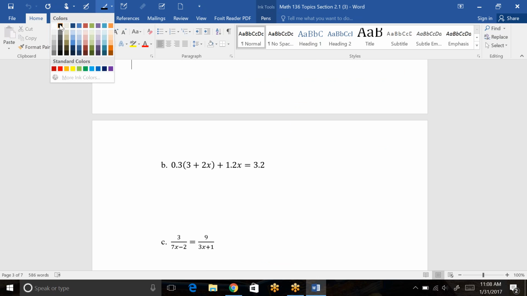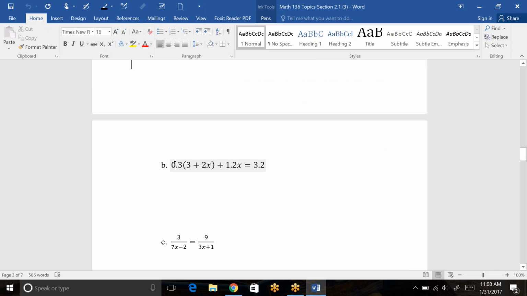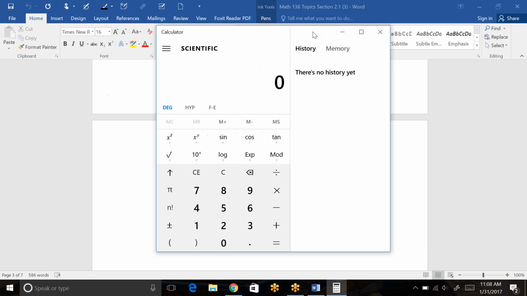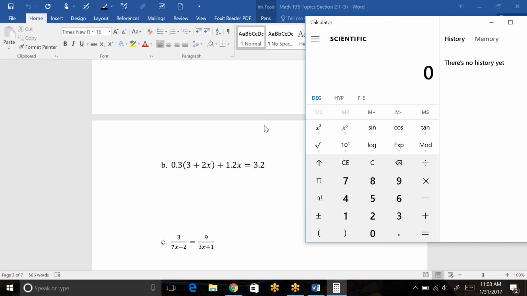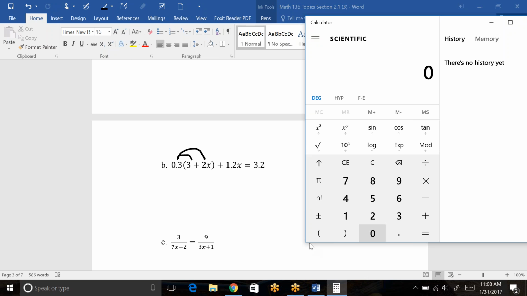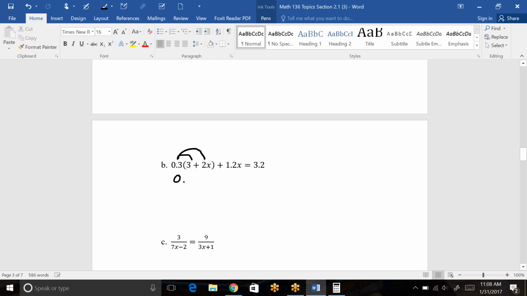What we're looking at here is a problem that has a decimal in it. When I'm dealing with decimal problems, there's a couple different ways I can approach this. You could try multiplying by a power of 10 to get rid of the decimals. That's not always the best option because sometimes students will make mistakes, especially when there's something like a distributive property involved. So my actual recommendation is just to work with the decimals. It's not hard to do. You're allowed a calculator. So 0.3 times 3 would be 0.9. 0.3 times 2x would be 0.6x. We have our plus 1.2x equal to 3.2.